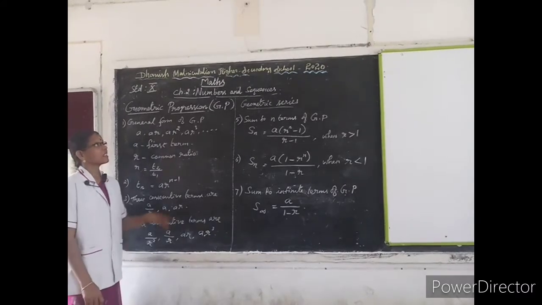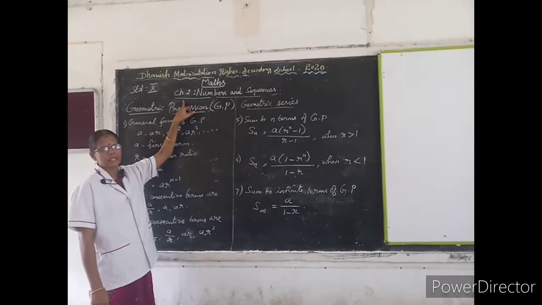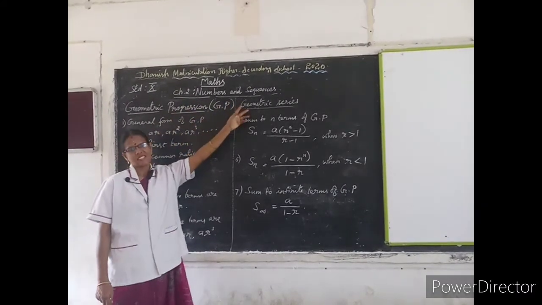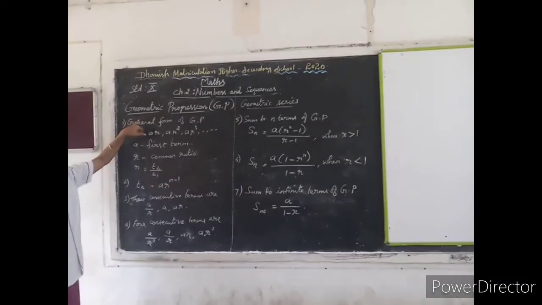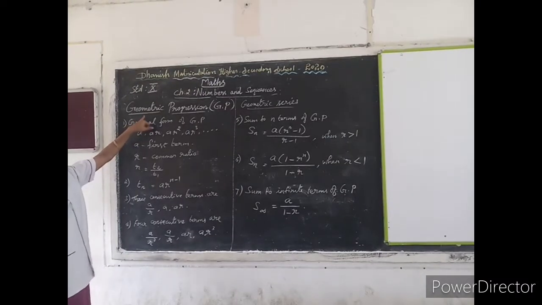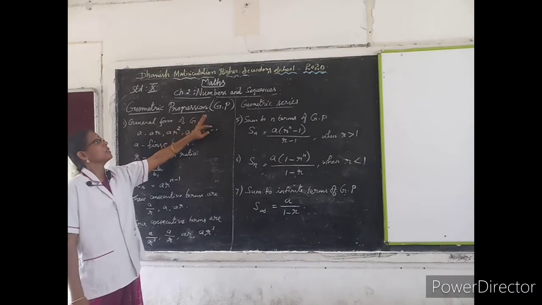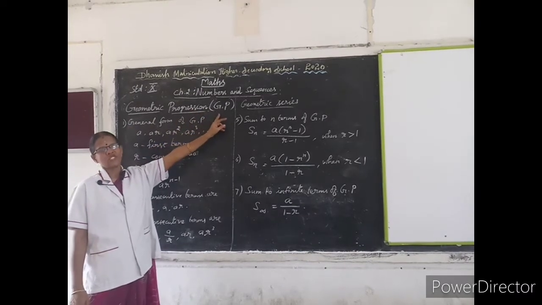Hi students, this is 10th Maths, Chapter 2, Numbers and Sequences. Now, in this class we are going to see about geometric progression, simply denoted by GP.